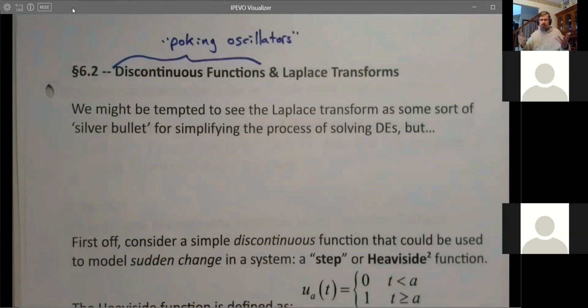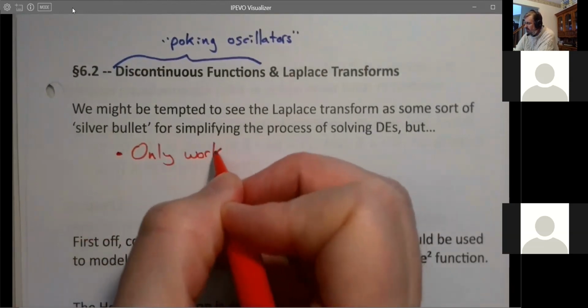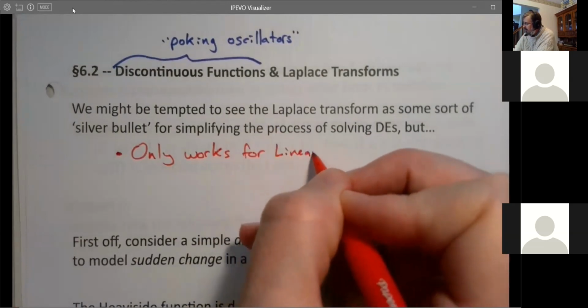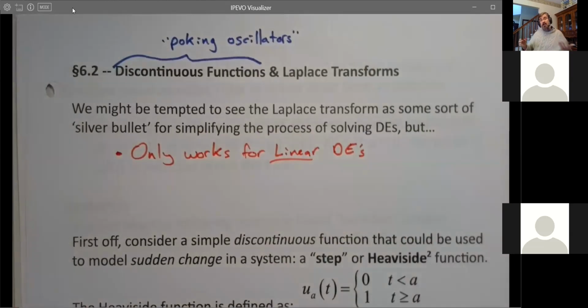Up to this point, we might be tempted to think of Laplace transforms as another method that always works and never runs into problems. But the Laplace method has some limitations. The first limitation is that it only works for linear differential equations. And remember, linear differential equations means our dependent variables are only ever to the first power, and they're not inside things. So we can't have sine of y or y to the third power or something like that. So that's the first thing.